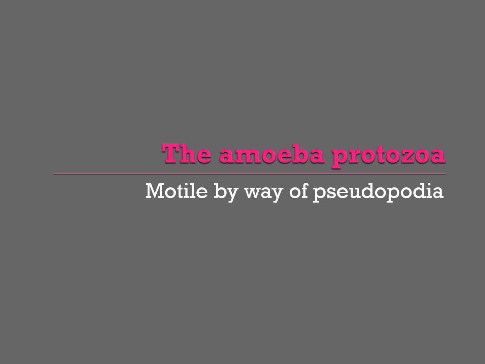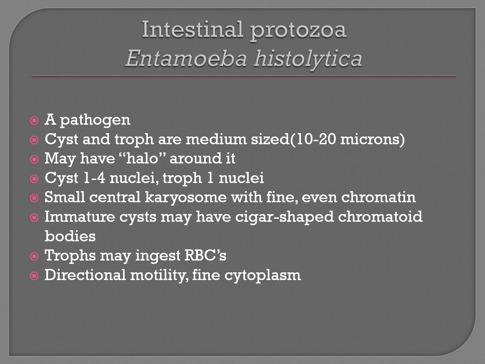Let's go ahead and start by looking at the amoeba protozoans. These are all the protozoans that are motile by pseudopodia. The first amoeba protozoan that I want to talk about is a major pathogen, and this is Entamoeba histolytica. This guy can give you bloody diarrhea, okay? This is the 3rd most common cause of parasitic disease. The cyst and the troph are medium sized at about 10 to 20 microns. The cyst may have a halo around it, and the cyst usually has 1 to 4 nuclei, but the troph only has 1 nucleus.